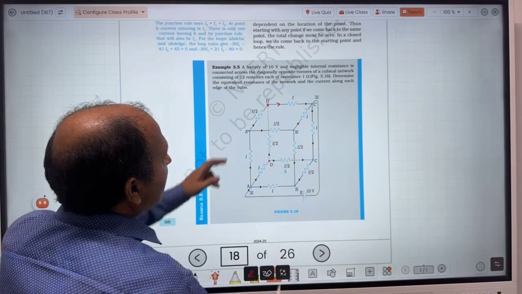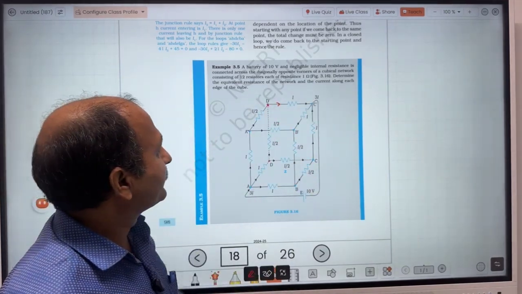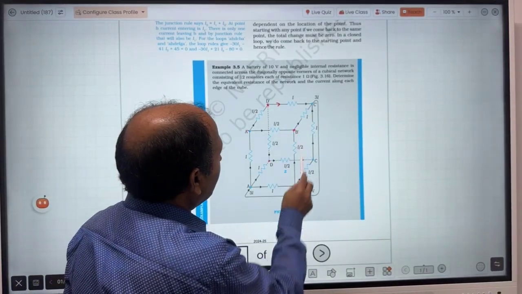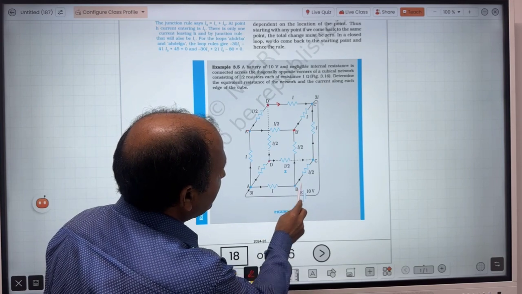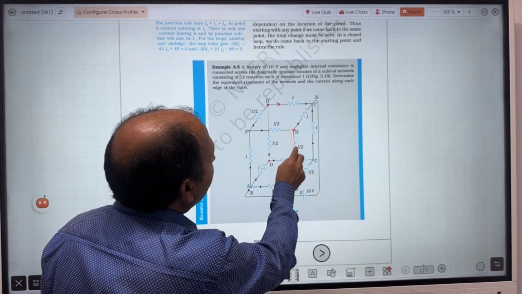So this will be the sum of I by 2 and I by 2. So the current I will go to this point. Now, reaching this point, what is happening? If you consider this current is I, at this point it is divided into 2 parts, I by 2 and I by 2. And from here I by 2 is coming.